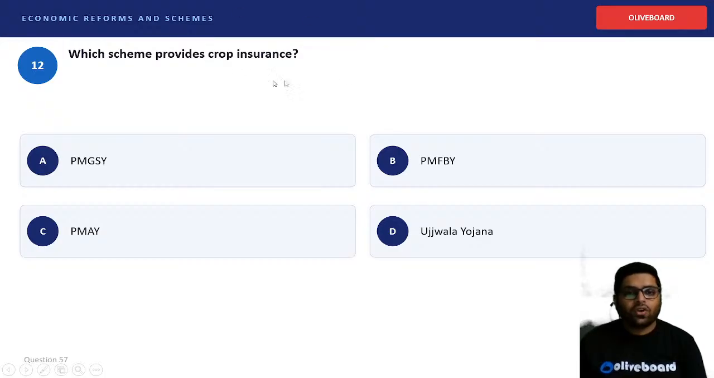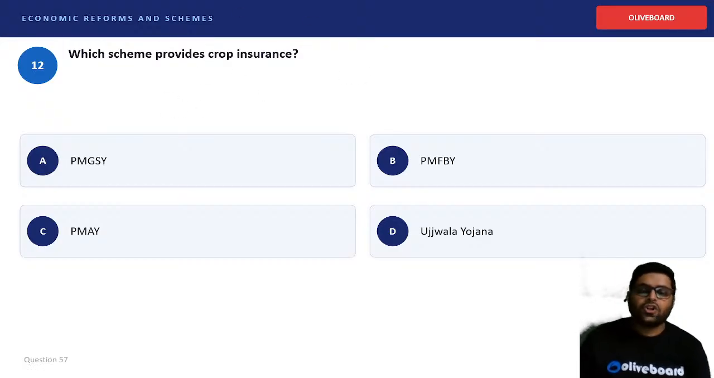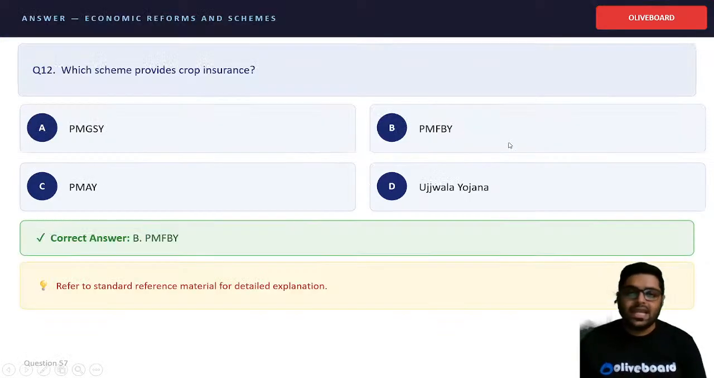Which scheme provides crop insurance? Crop insurance is provided by which scheme? Crop insurance. Fasal Bima Yojana. So which is that? B. Correct? Pradhan Mantri Fasal Bima Yojana.